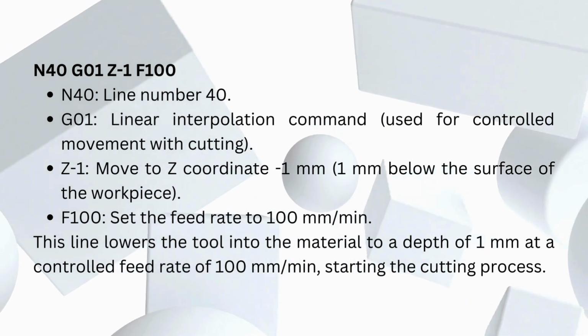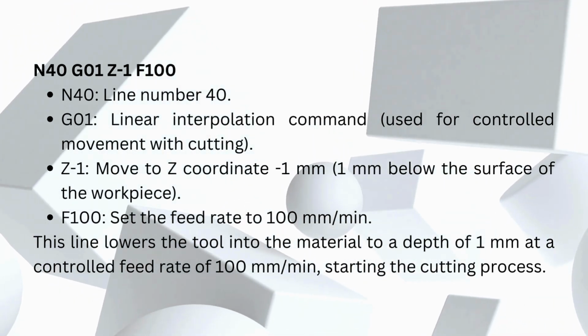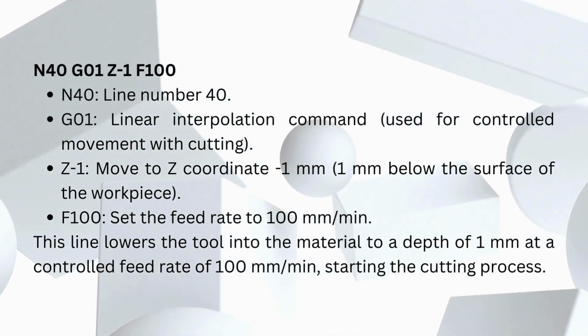This line lowers the tool into the material to a depth of 1 mm at a controlled feed rate of 100 mm per minute, starting the cutting process.